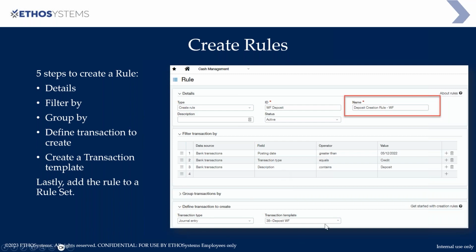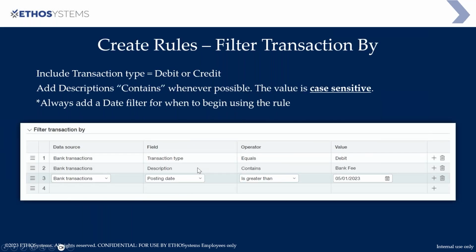Then down here you have a transaction type where I'm going to create a journal entry, and I have a template of that journal entry so that it will make that automatic. We'll go through each part of these a little bit more in detail.